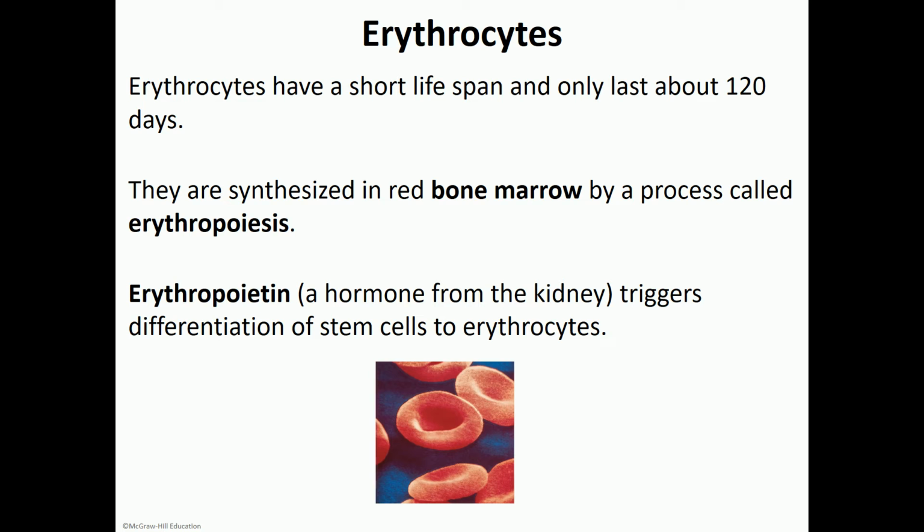The bone marrow is the factory that produces erythrocytes, and the bone marrow is stimulated to produce erythrocytes due to the effect of a hormone known as erythropoietin. Erythropoietin comes from the kidney, and from the kidney, that hormone will circulate through the blood until it reaches the bone marrow and stimulates it to produce erythrocytes. The production of erythrocytes is known as erythropoiesis.